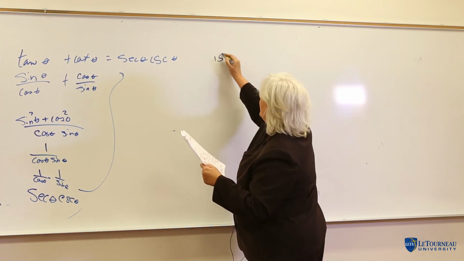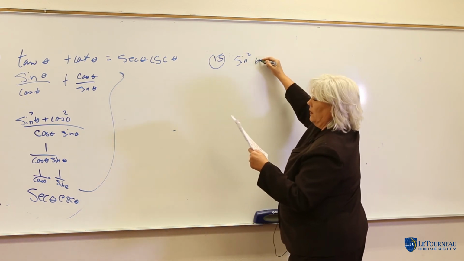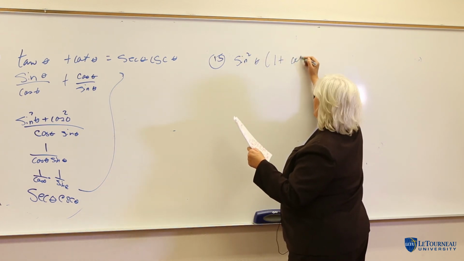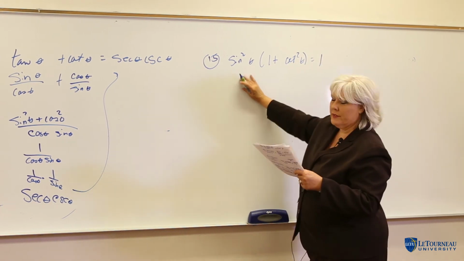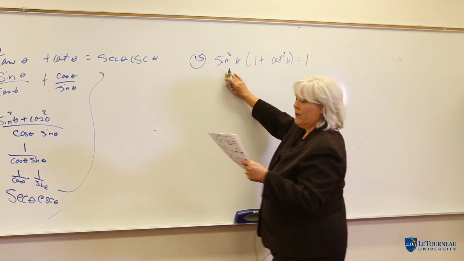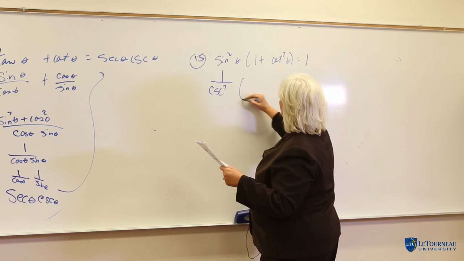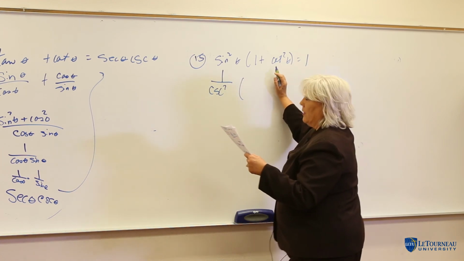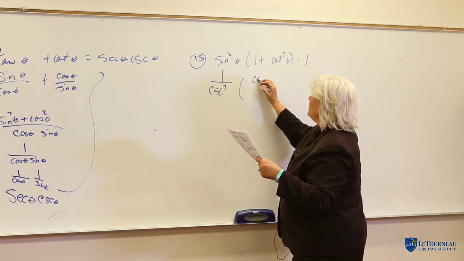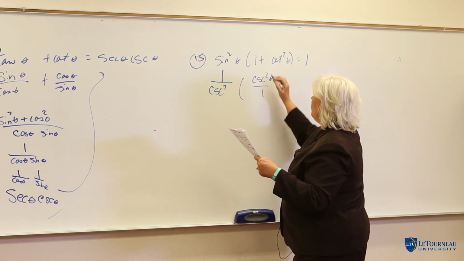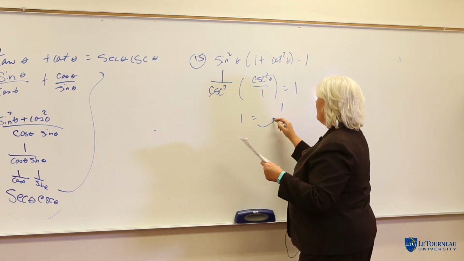Okay, 15, sine squared theta times 1 plus cotan squared theta is equal to 1. So go to your identities. Sine squared is 1 over cosecant squared. I'm doing that because I have a tan going on here. And 1 plus cotan squared theta, if you go to your identities, is cosecant theta over 1. Those cancel. 1 equals 1. I have verified that.